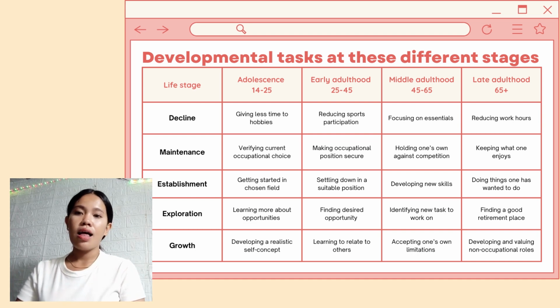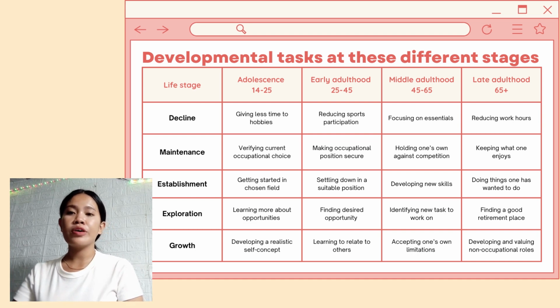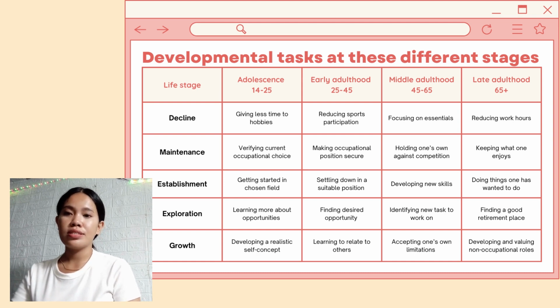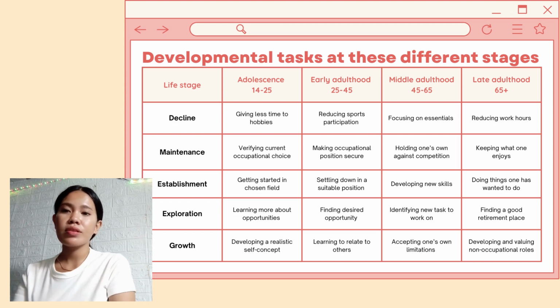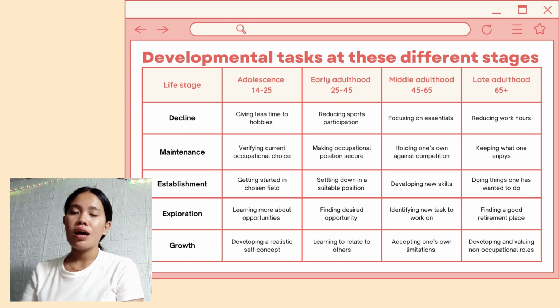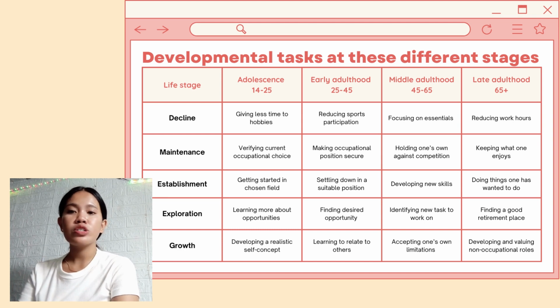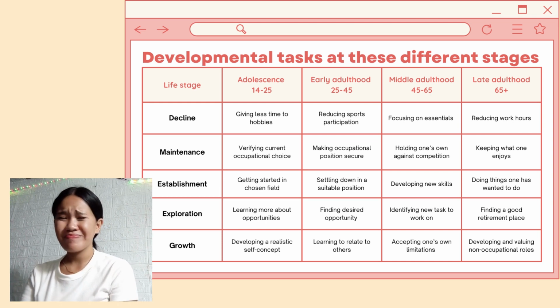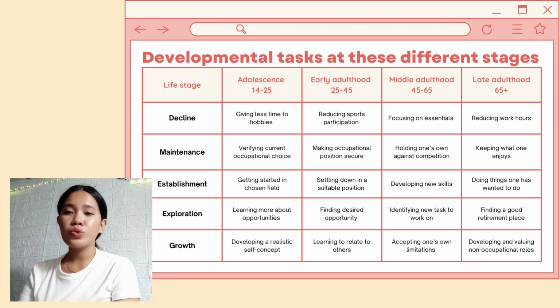Adolescence, learning more about opportunities. Early adulthood, finding a good retirement place. Middle adulthood, identifying new tasks to work on. Late adulthood, finding a good retirement place.